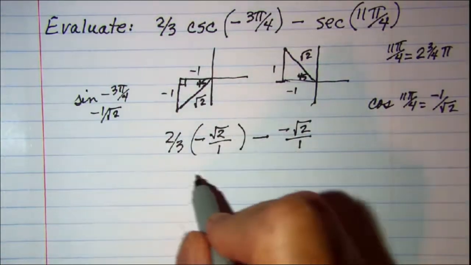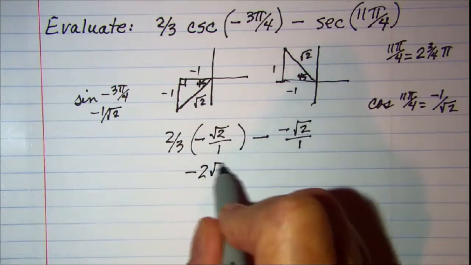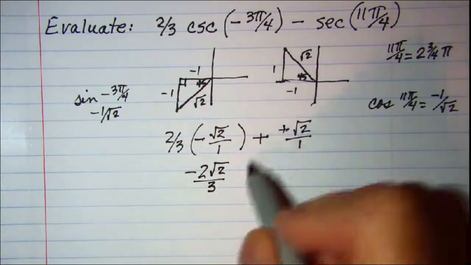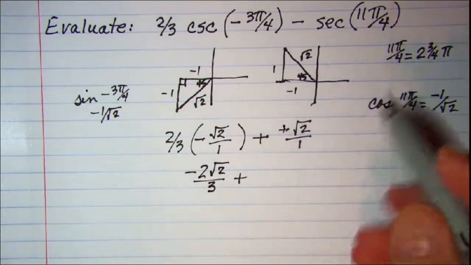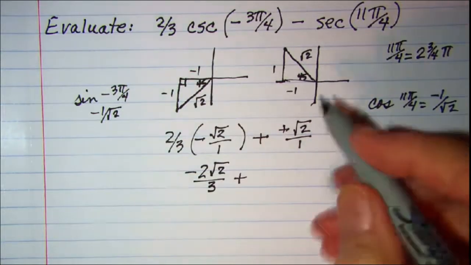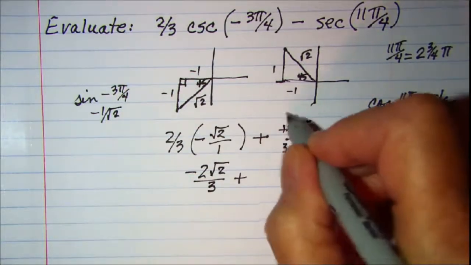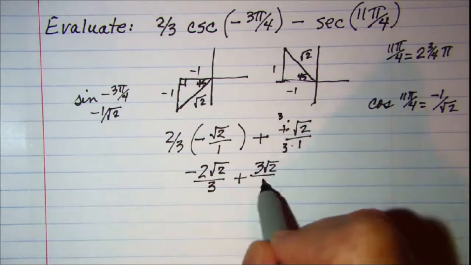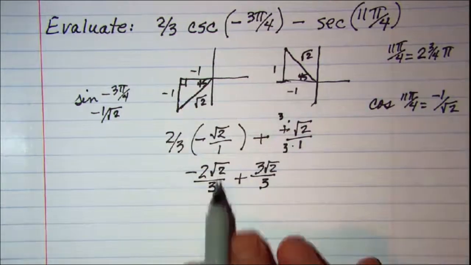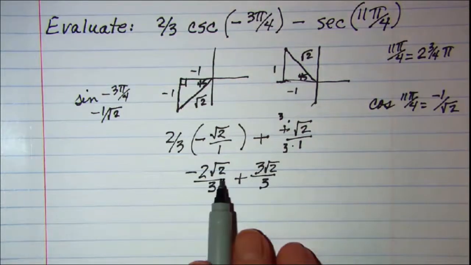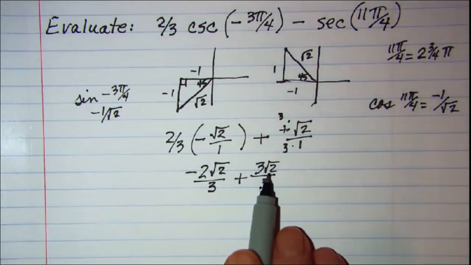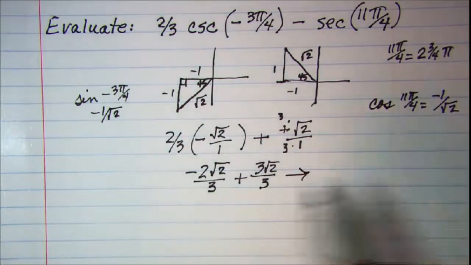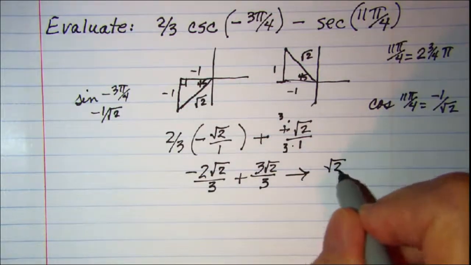Here we have a negative 2√2/3, and the 2 minuses here make a plus, so it's plus. And I'm going to need a common denominator, so I'll just multiply top and bottom here by 3. So plus 3√2/3. Now I can combine these. They're like terms. They're both square root of 2 terms. So I get a negative 2 plus 3 is 1 square root of 2 over 3.